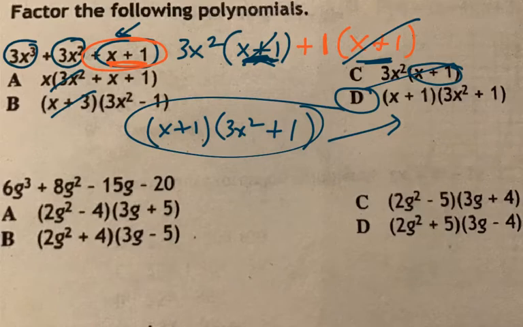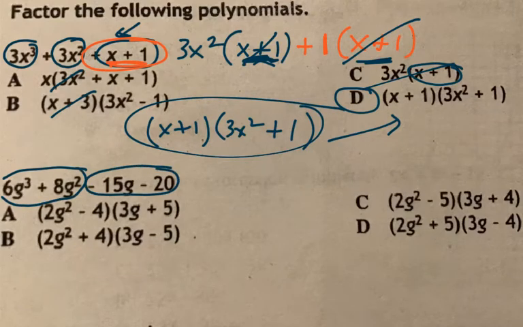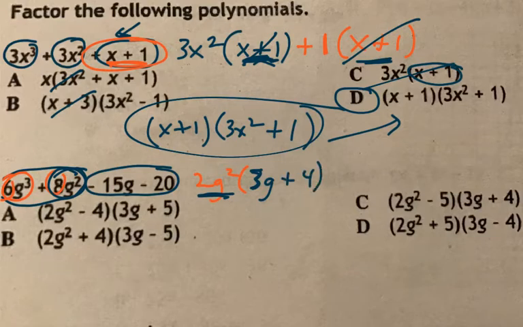Let's look at this next one here. Notice there are 4 terms. Let's pair them up and do a GCF. So in the first one, the 6 and 8, I can divide by 2. Again, take the lower power, g squared in this case. So 6g^3 divided by 2g^2 is simply 3g. And 8g^2 divided by this 2g^2 is simply a 4.